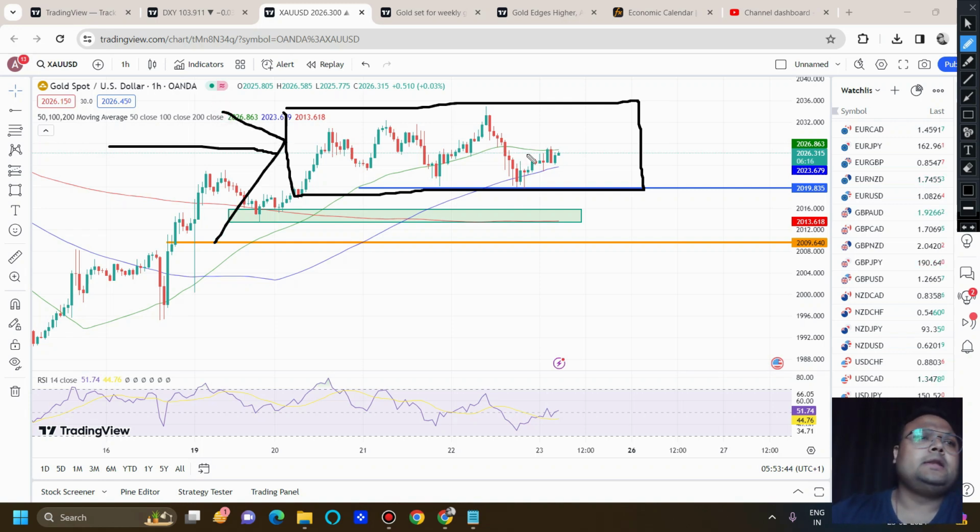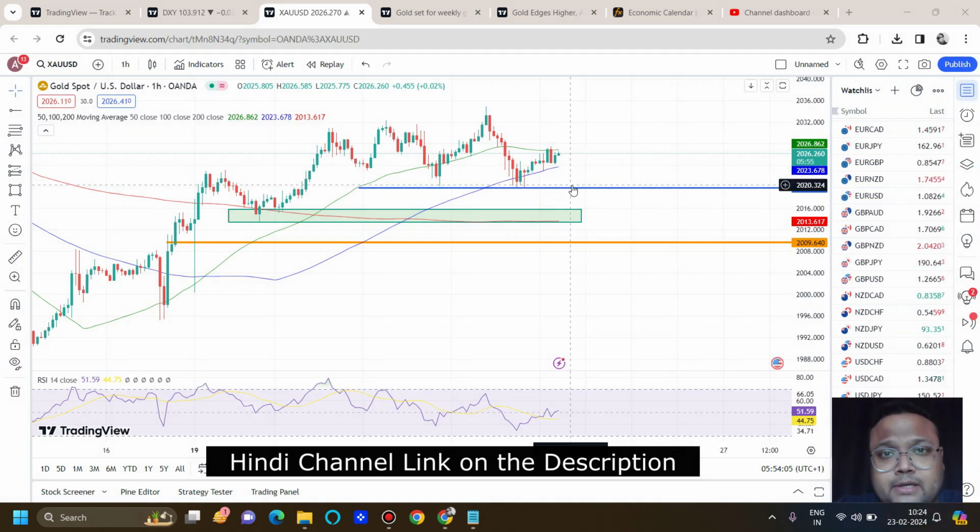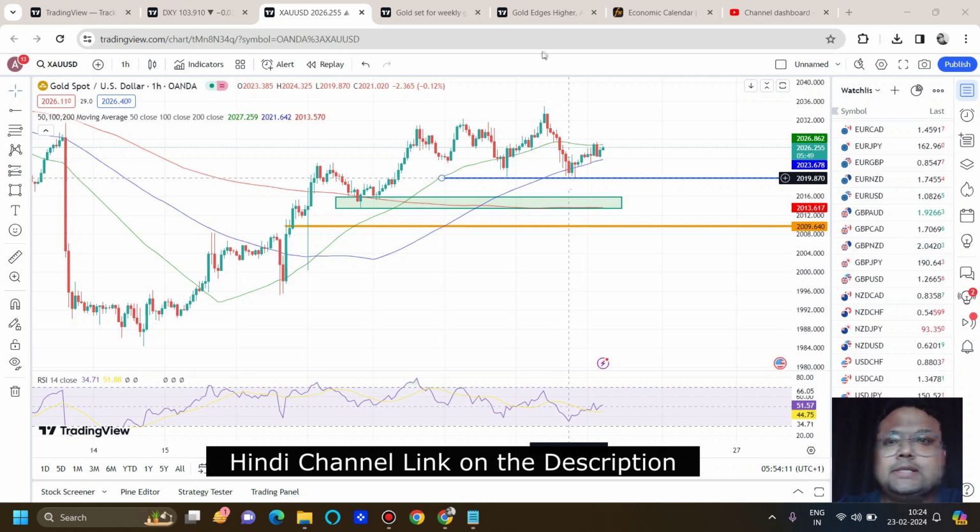In a sideways market, the best trading strategy all around the world is buy at support, sell at resistance. And most of the people lose money in sideways market because we lose patience and we enter in the middle of the chart, as a result of which we get trapped. So don't lose patience. It's better to wait and watch instead of losing money. Don't forget it. Okay. Now let's discuss one by one.